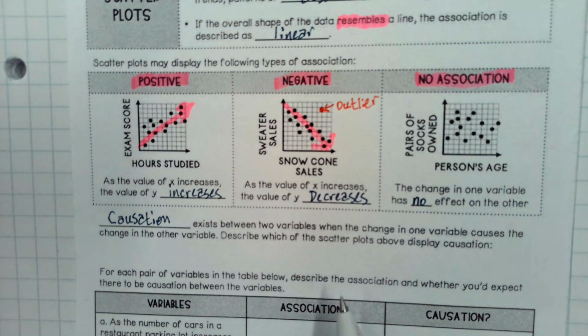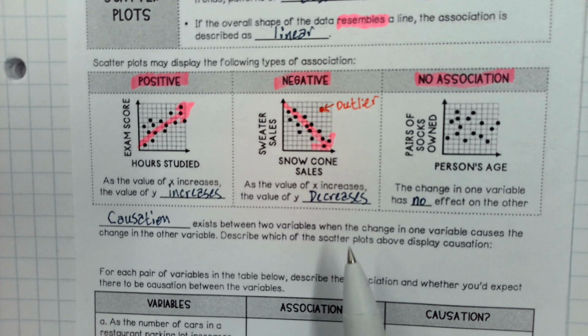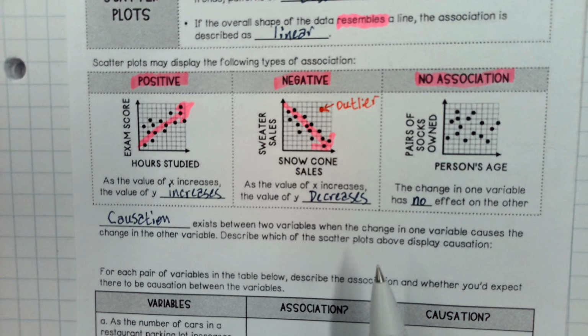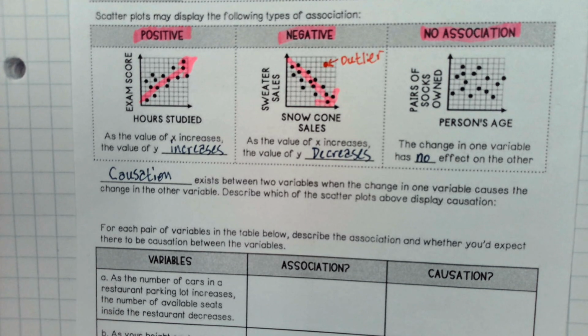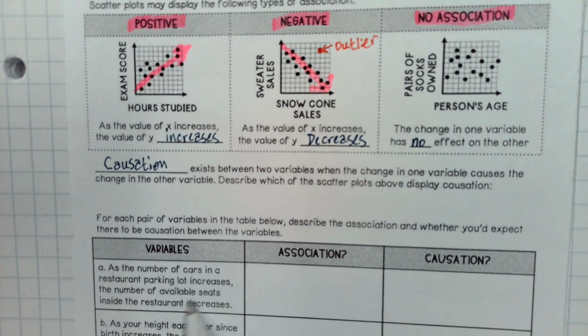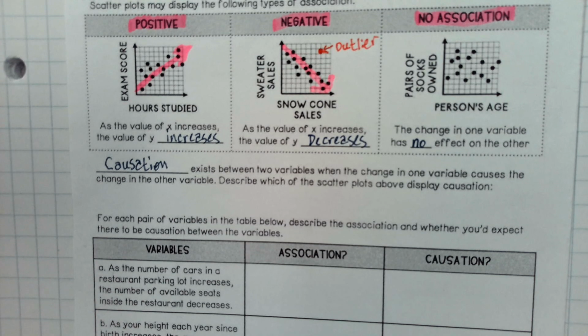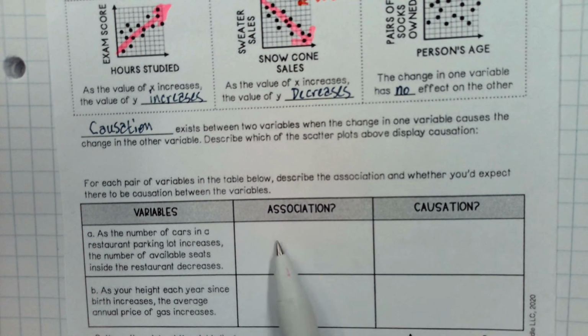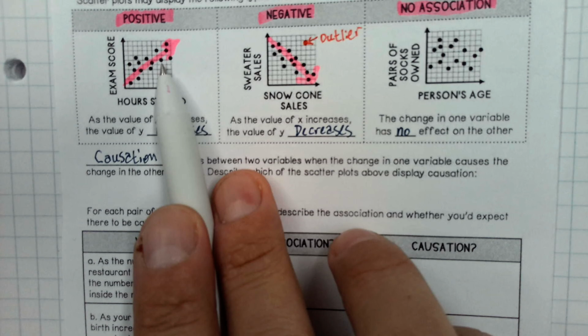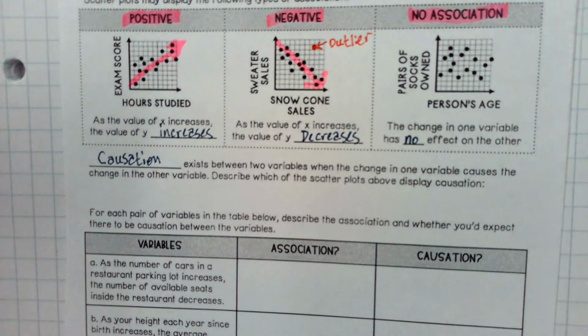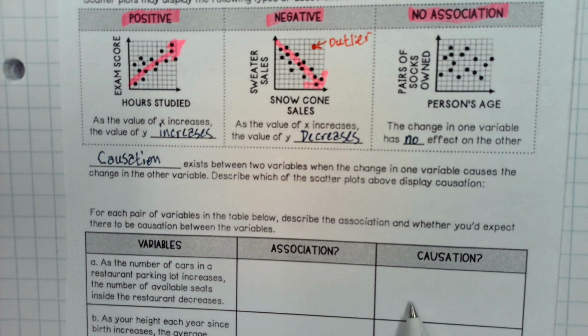So causation exists between two variables when the change in one variable causes the change in another variable. Describe which scatter plot above describes causation. Okay. So we're going to do that here. We're going to read these situations in the table, and we're going to decide what type of association. Is it a positive, negative, or no association? And also, does one thing cause another?